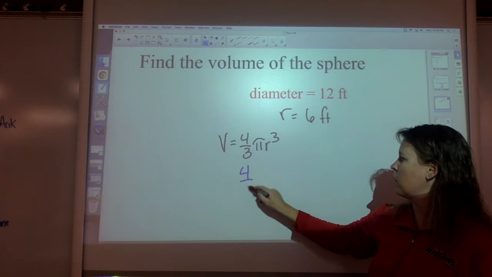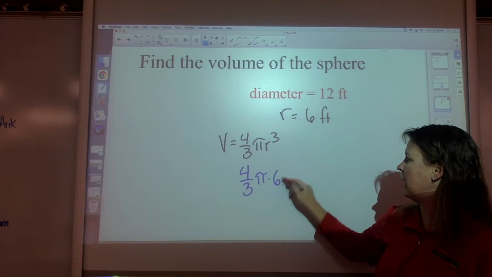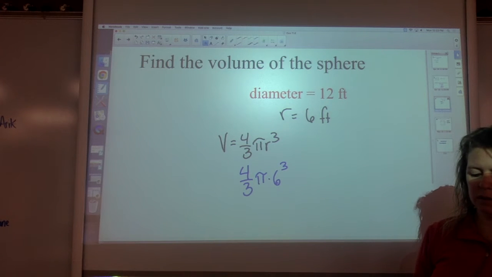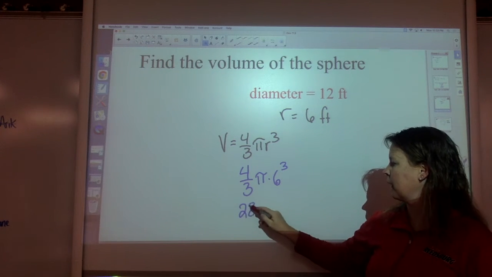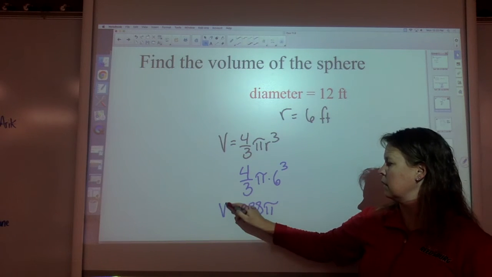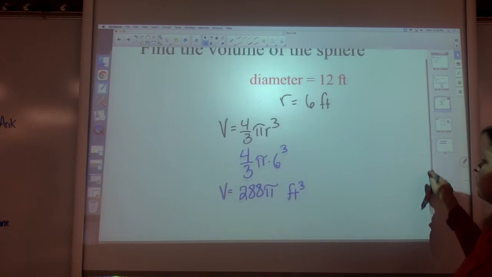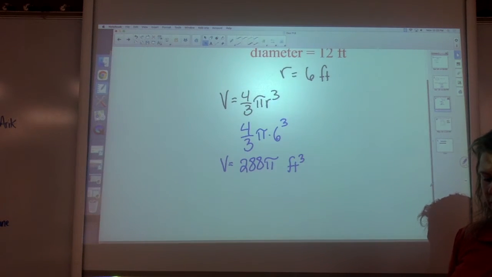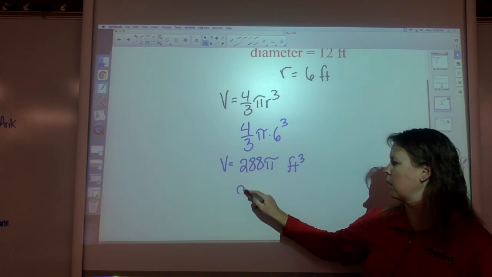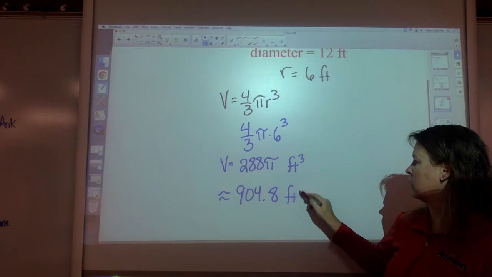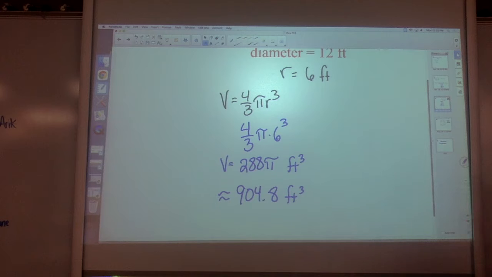What does that look like? 4/3 times pi times 6 cubed. Exact answer: 6 cubed is 216. But if you take that times 4/3, it's 288. So your exact answer is 288 pi cubic feet. Multiply that out for a rounded answer, 904.8 for the approximate volume of that sphere.